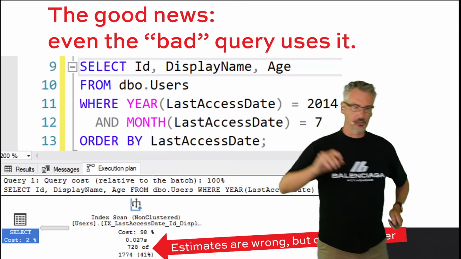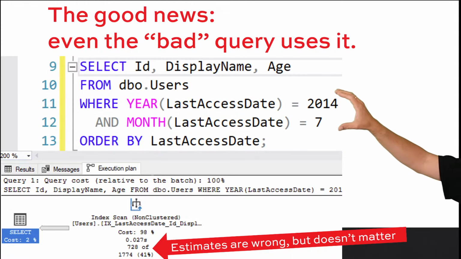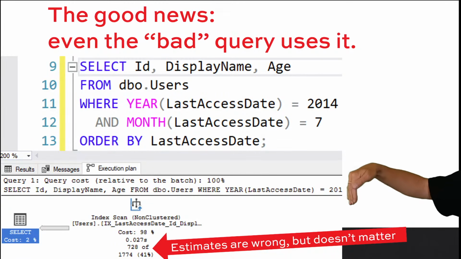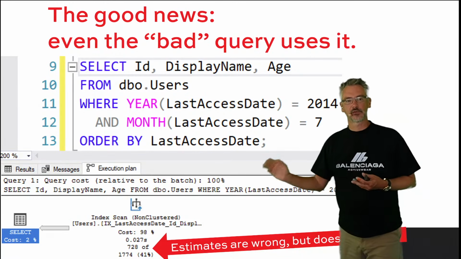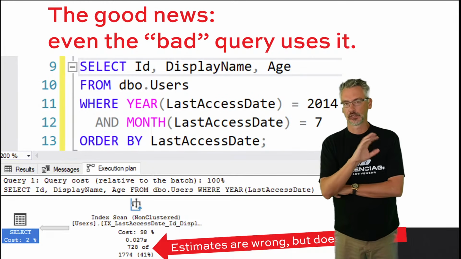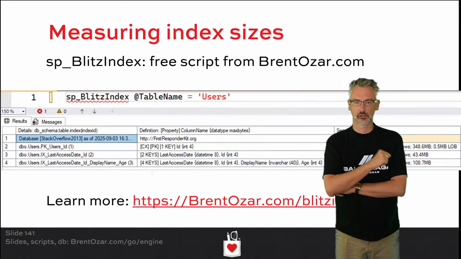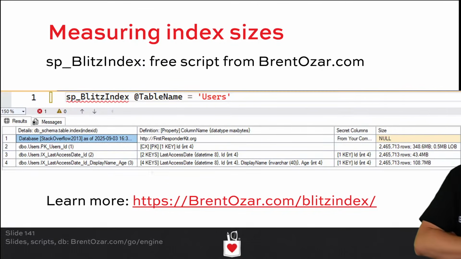But the good news is that now even our badly written query, the one on year and month of last access date, now even our badly written query uses that index. SQL Server is able to use that index and the data is already sorted. There's no sort inside that copy of the execution plan. So that index does become larger the more columns that you put on it.